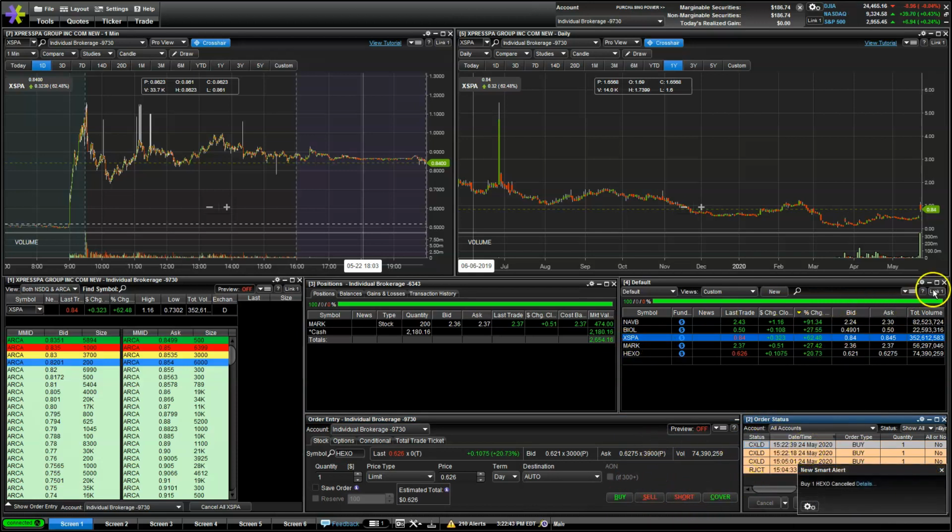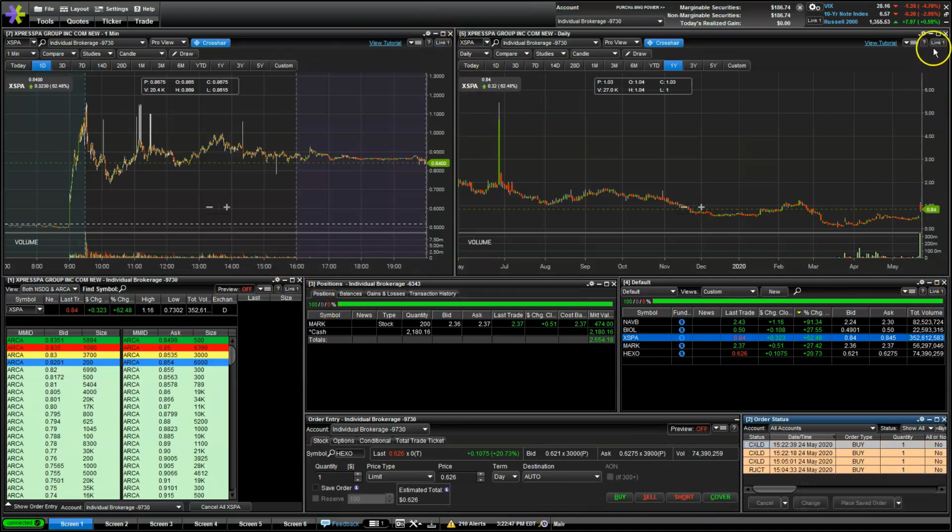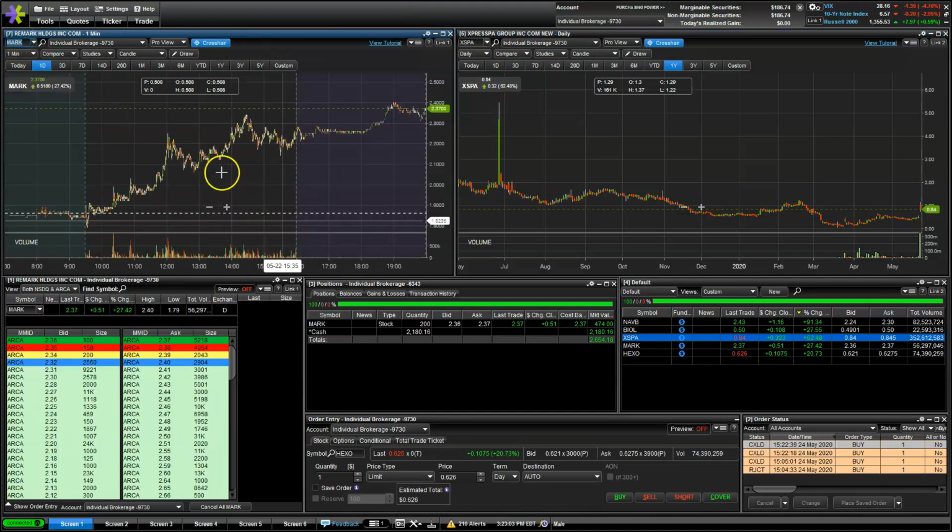Last thing I like to show y'all is the links. You can click on these and you can link them up into any different things. So say that I want this to be linked to that, and I want to keep an eye on Mark throughout the day. Here's my level 2. And level 2 and my Mark chart are all connected.